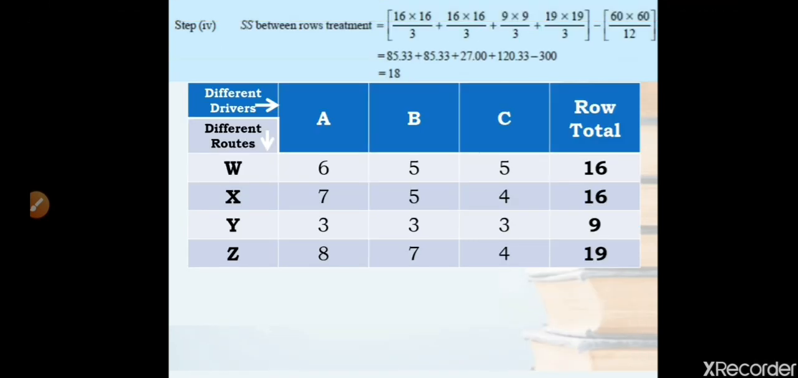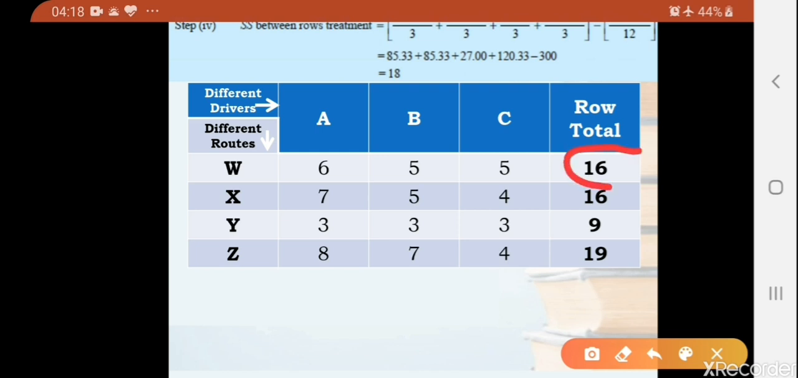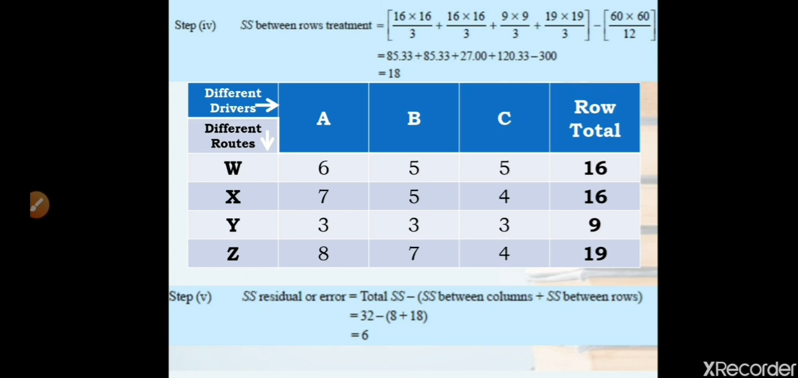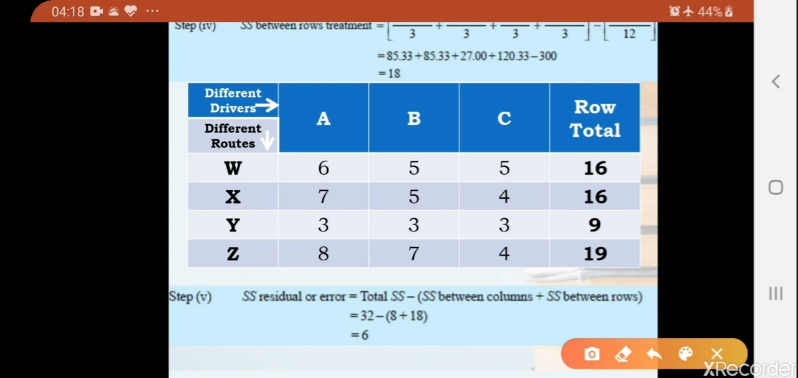Similarly, we will take the row total and row square divided by number of items in a row, 3. 16 square by 3, 16 square by 3, 9 square by 3 and 19 square by 3, and minus the correction factor. So SS between rows treatment comes out to be 18. Then step 5 is SS residual error. Residual error is total SS minus SS between columns plus rows. So we have calculated all these 3, and it comes out to be 6.